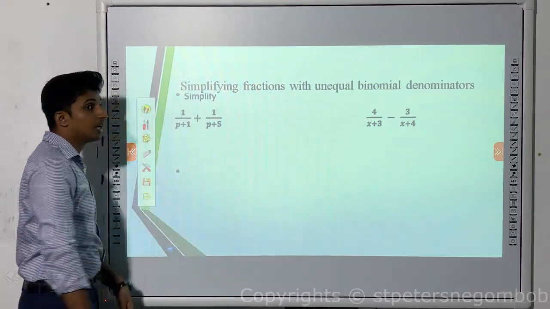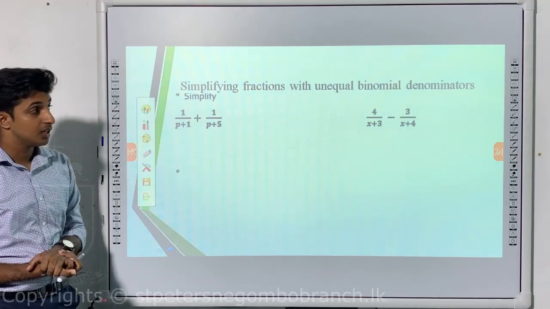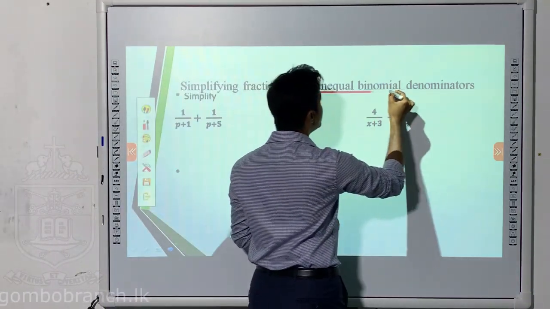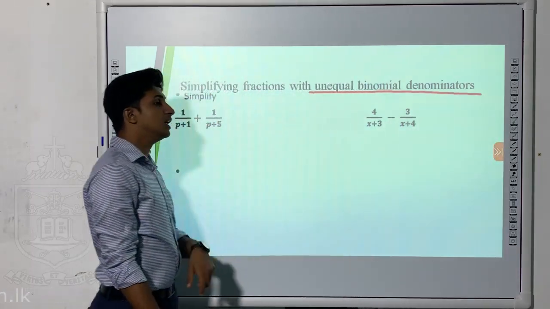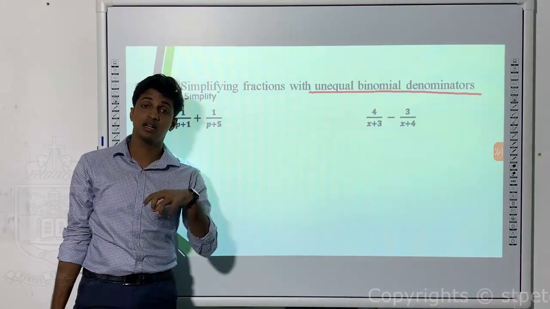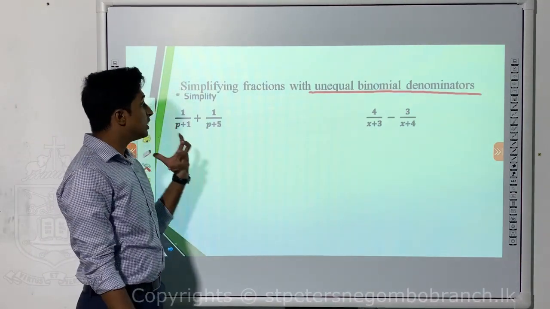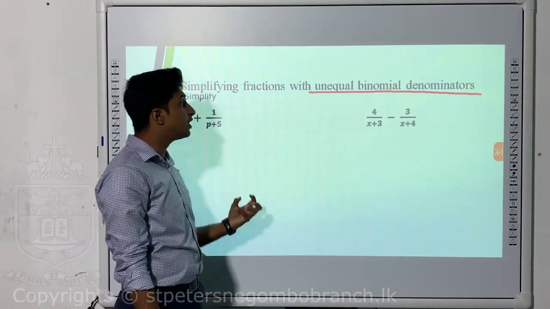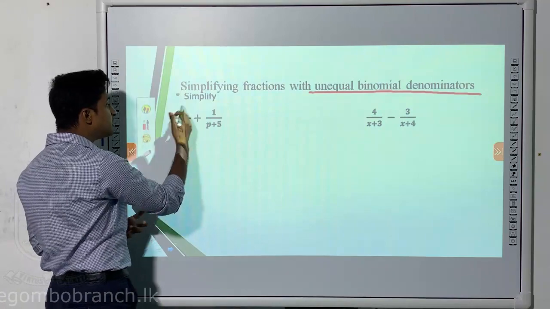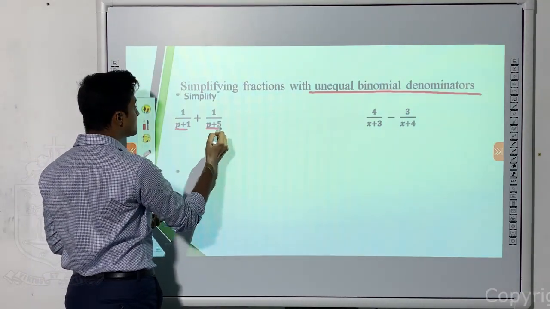Right. Now look at these two fractions. Now we are learning about simplifying fractions with unequal binomial denominators. Earlier we discussed simplifying fractions with unequal algebraic terms. Here we are going to discuss simplifying fractions with unequal binomial denominators. Now see, in this fraction I have p plus 1 and I have p plus 5.